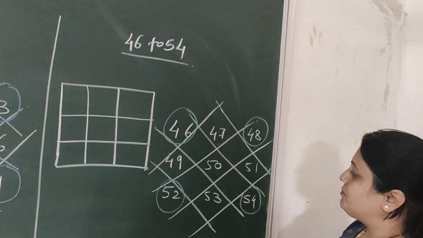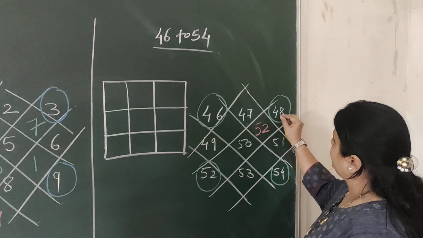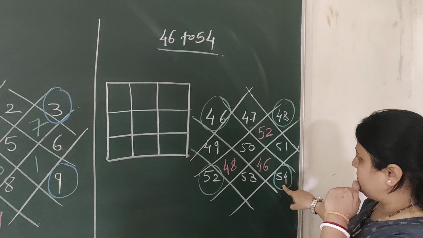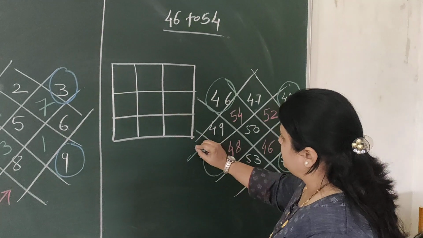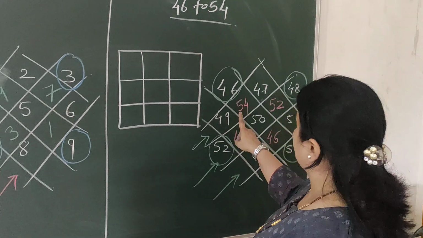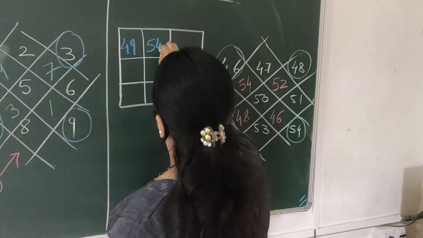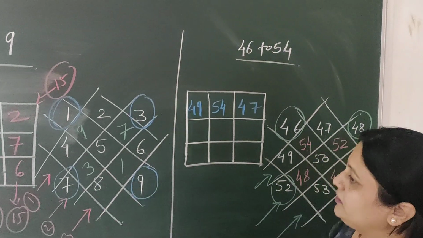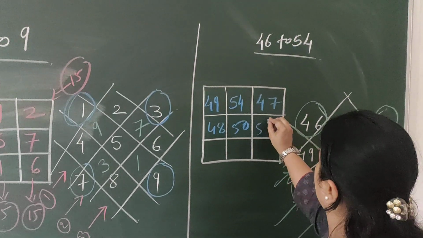Then we have to write these numbers on the opposite side. So this 52 we will write here. This 48 we will write here. This 46 we will write here. And this 54 we will write here. Now we got the square. So this is first line, this is second line and this is third line. Now write down the numbers. What is the first? 49, 54, 47. Okay, it is written here. Okay, we can turn that. 48, then 50, then 52.